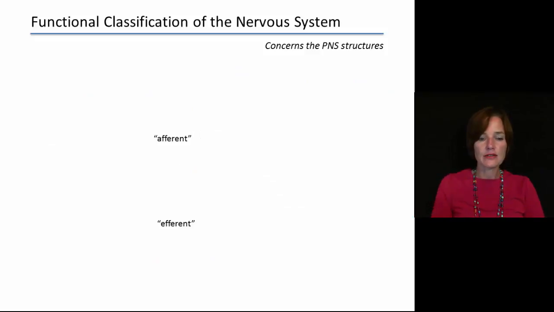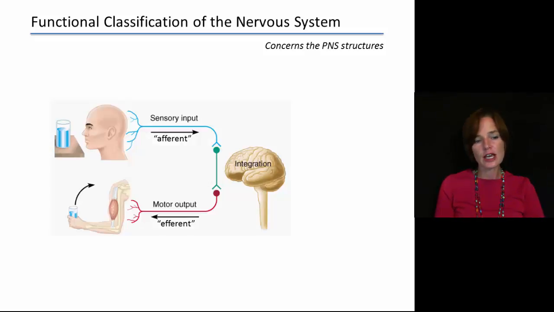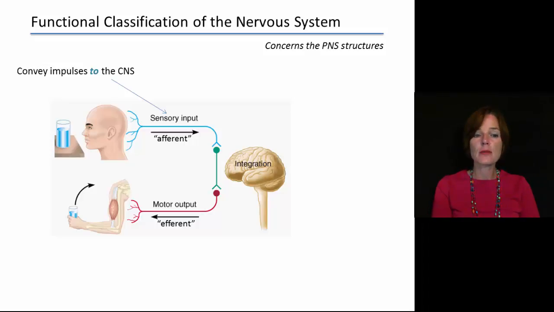If we talk about the functional classification of the nervous system, and here we're really talking about the peripheral nervous system structures, we have both afferent and efferent components. So here we have a look at it. When we're talking about sensory input, it is defined as afferent. You can see that that is basically the guy seeing the glass of water. If we talk about what that is going to do, it is going to carry the impulses to the central nervous system. So that's the sensory input coming in.